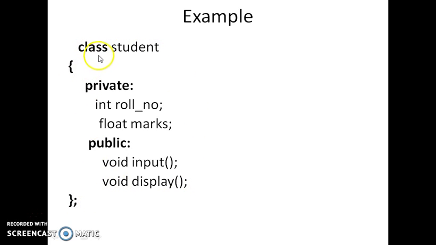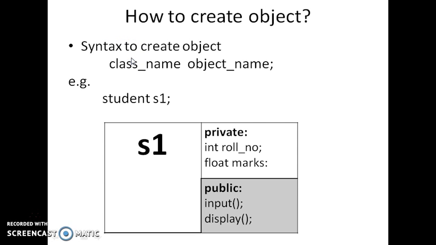What it does is it defines the data type of name student, and then we'll see what is meant by object. An object is a variable of its class. That means many times we create variables, for example integer x. So x is a variable which can hold data of integer type. Similarly, we'll see how to create an object. The syntax is class name, space, object name and a semicolon.